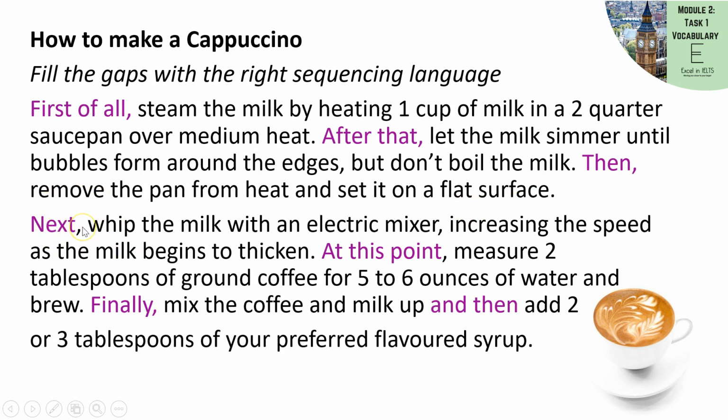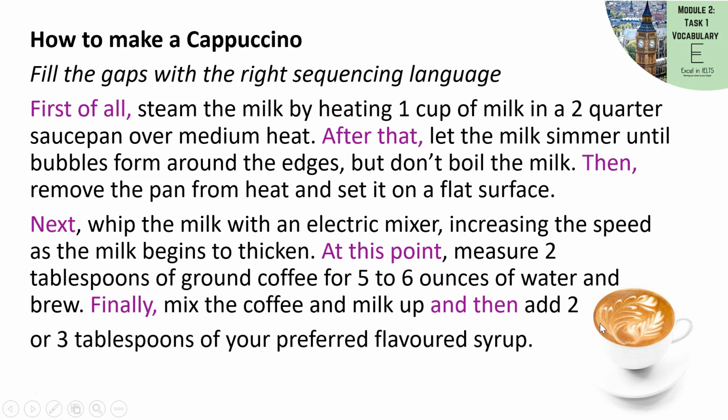Next, whip the milk with an electric mixer, increasing the speed as the milk begins to thicken. At this point, measure 2 tablespoons of ground coffee for 5 to 6 ounces of water and brew. Finally, mix the coffee and milk up and then add 2 or 3 tablespoons of your preferred flavored syrup.